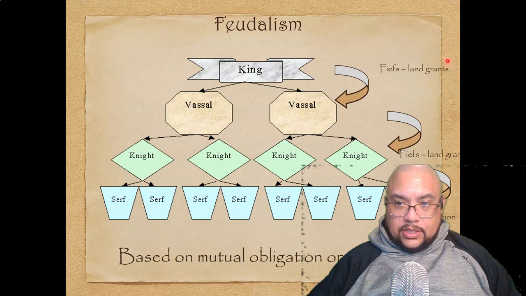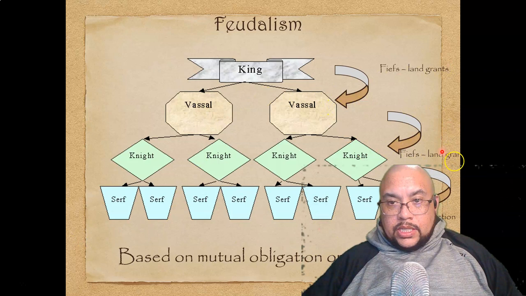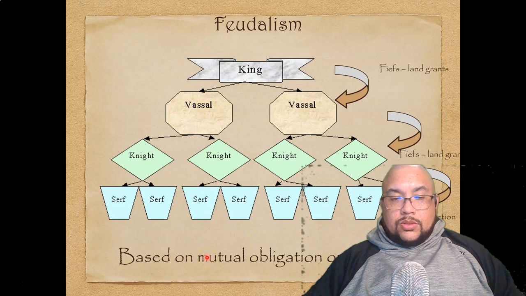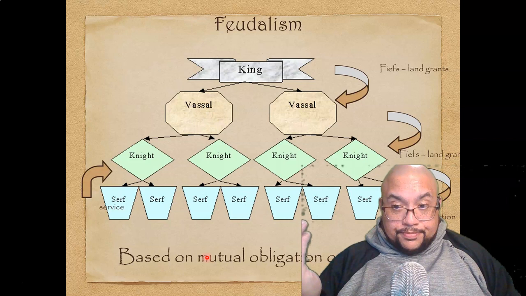All right, so here we go. This is what all of these groups give, but what do they get in return? What's the give back? What's the reciprocity? Serfs, like I talked about, offer service, work. They make stuff, food typically, but they make stuff, right?